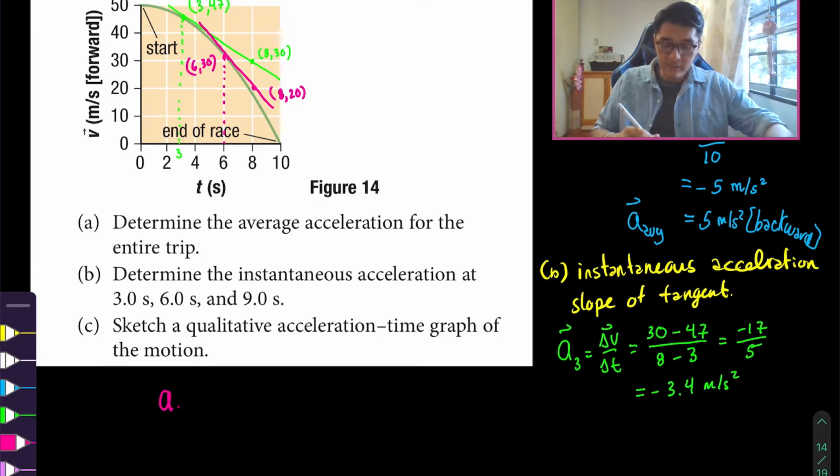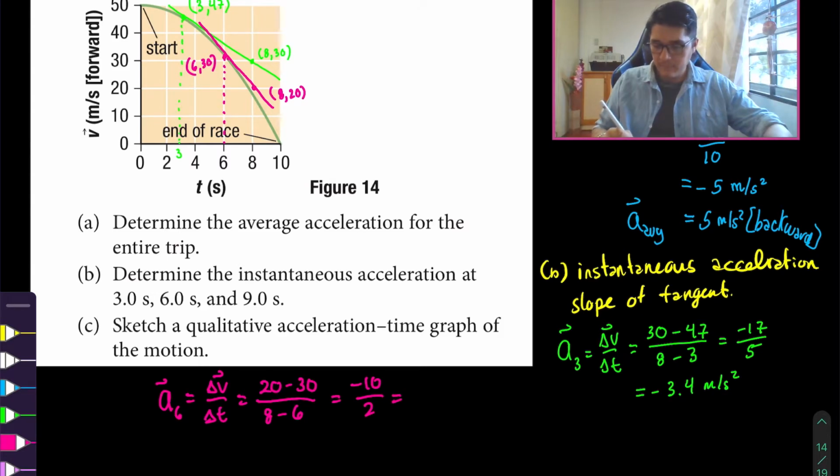So let's find our instantaneous acceleration at the 6 second mark. It's the change in velocity over change in time: 20 minus 30, over 8 minus 6. So see, we were correct. The acceleration does increase. So it's negative 5 meters per second squared. So the acceleration is increasing.